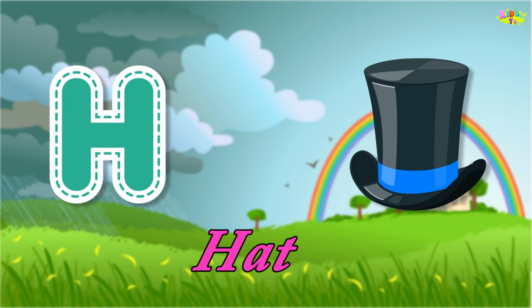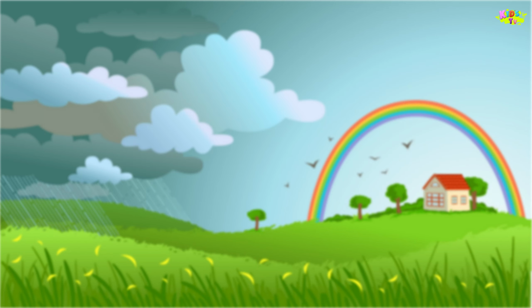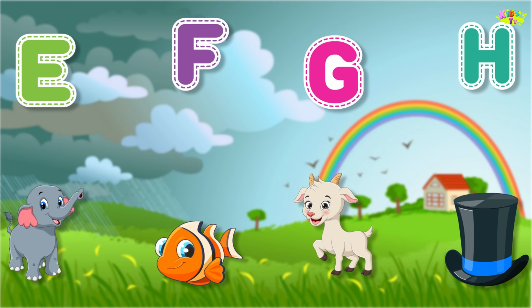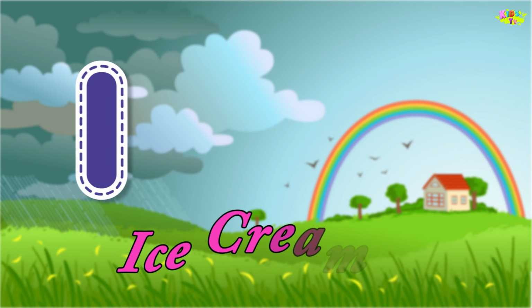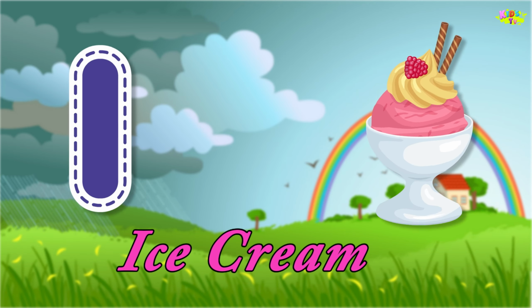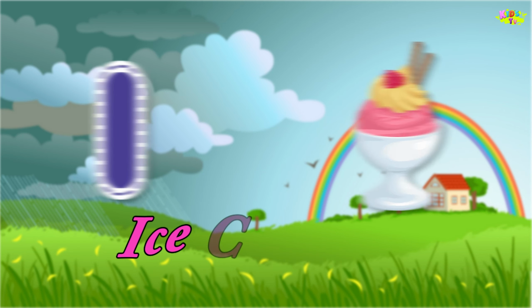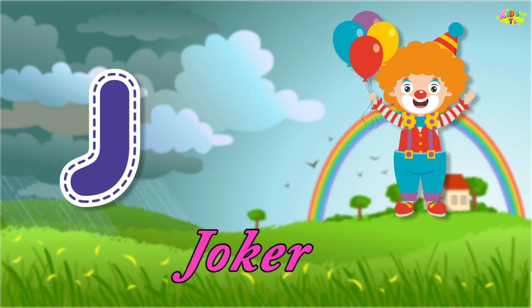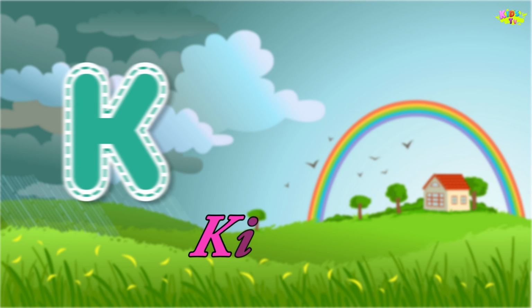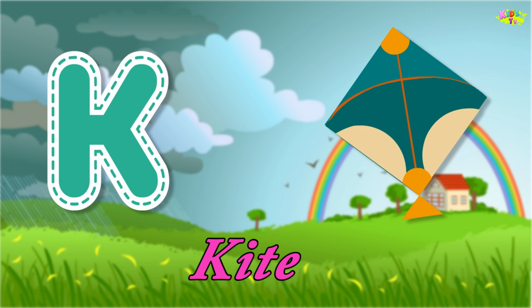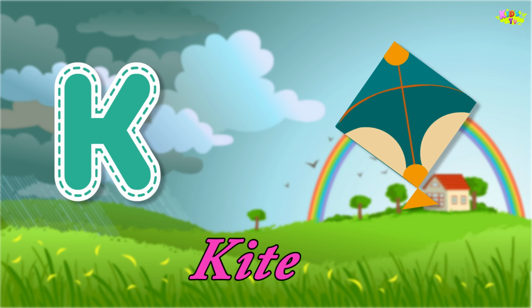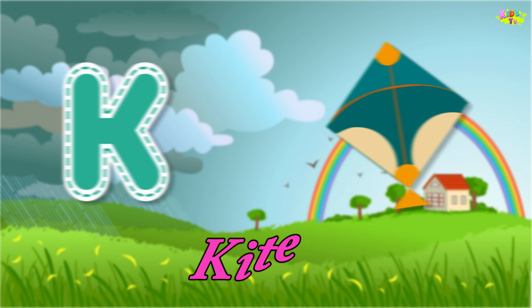Hat. I is for ice cream. I, ice cream. J is for Joker. Ja, Joker. J, Joker. K is for kite. Ka, kite. K, kite.